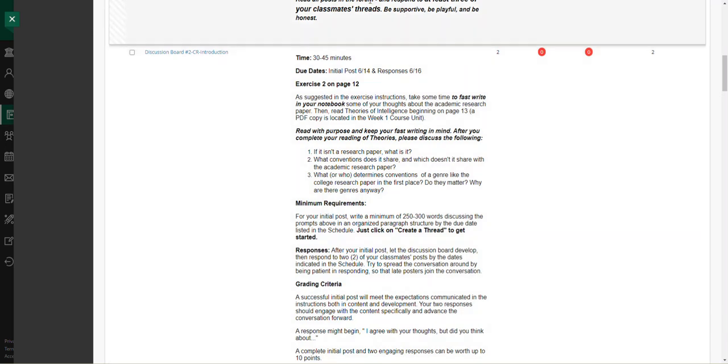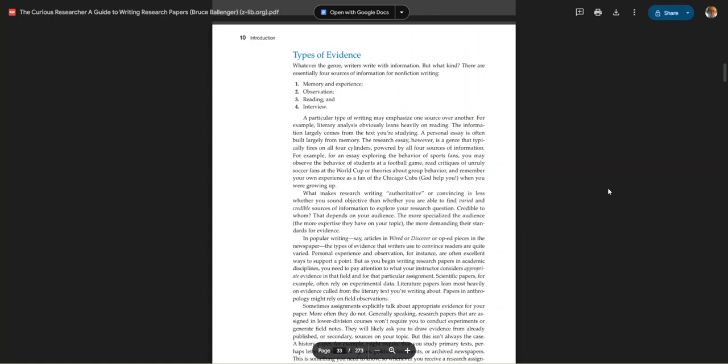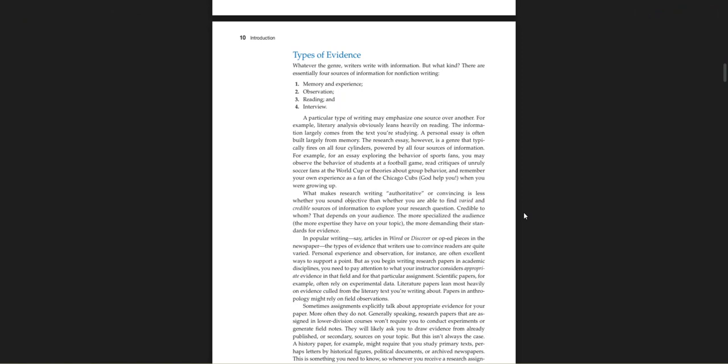So if I jump over to the researcher here for a minute, in the introduction, Ballinger does talk about the types of evidence that we use to support our research papers. It comes from memory and experience, observations, those real life experiences and observations that you have made regarding your topic. Depending on what your topic is, certainly can be used as information and evidence.